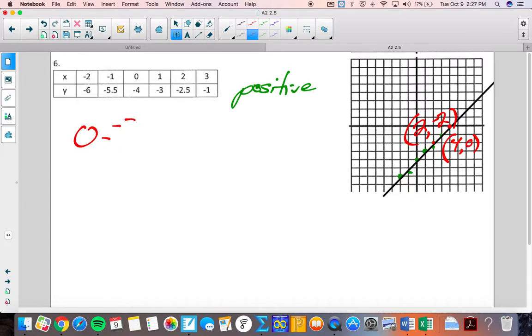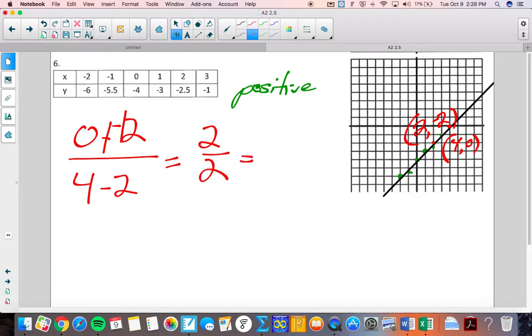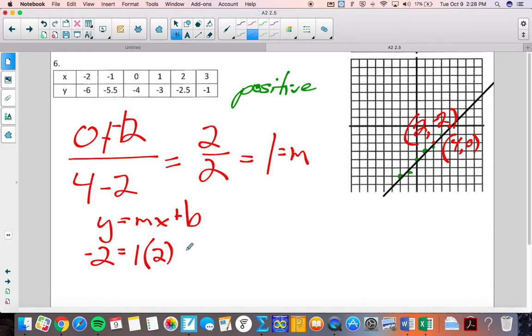So here we go. 0 minus -2, 4 minus 2. 2 over 2. Sure enough, it feels like it's a slope of 1. That's what our slope is. So now substitute in the slope and 1 coordinate pair. Just use 1. I'm going to use 2, 2. Oops, that's 2, -2. Ooh, that could be a big mistake. -2 for the y, 1 for the slope, times 2 for the x.